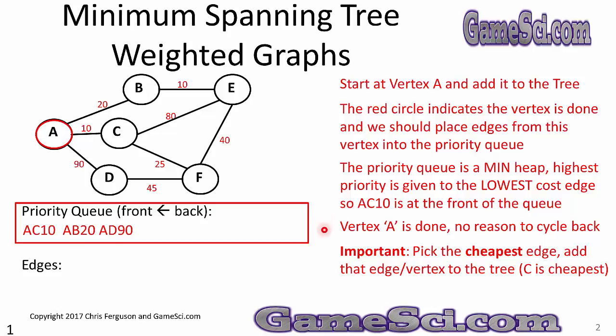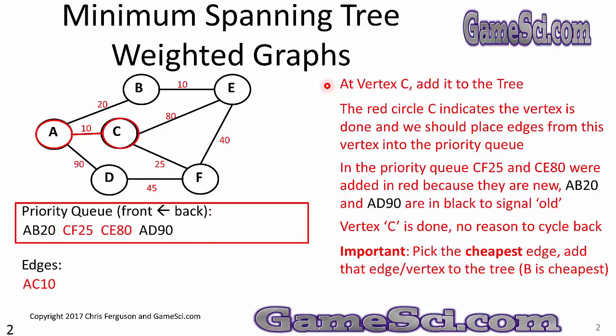There's no reason to cycle back to vertex A. The red circle indicates do not find a path back to A. Very important. Pick the cheapest edge, add that edge slash vertex to the tree. As you can see, C is the cheapest edge out of A. This one costs 10, this one costs 20, and this one costs 90. I'm going to pick 10 as the cheapest edge.